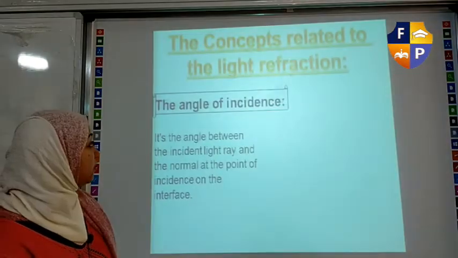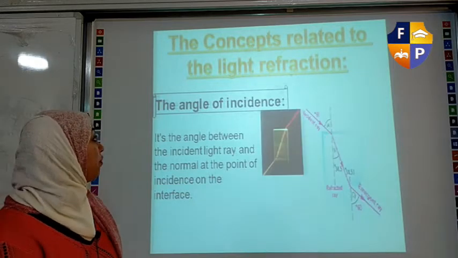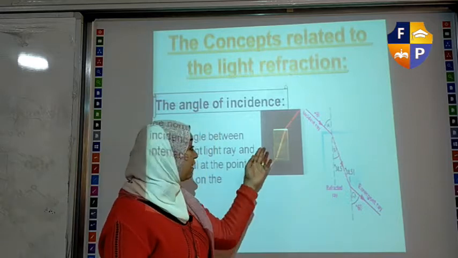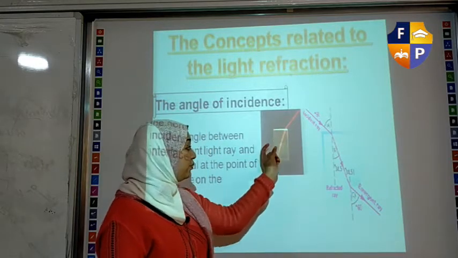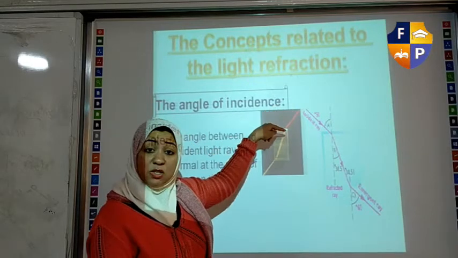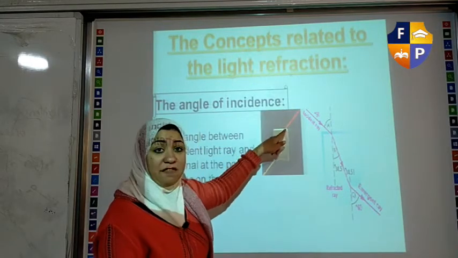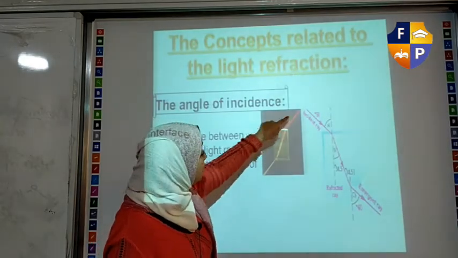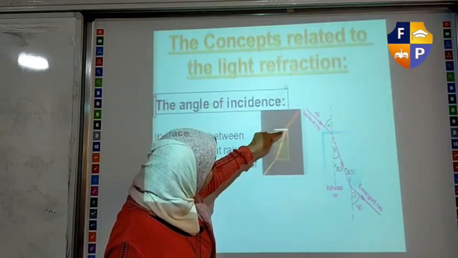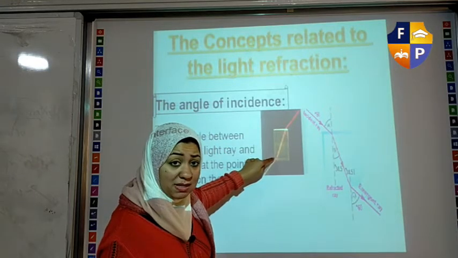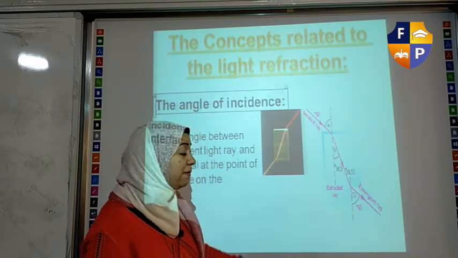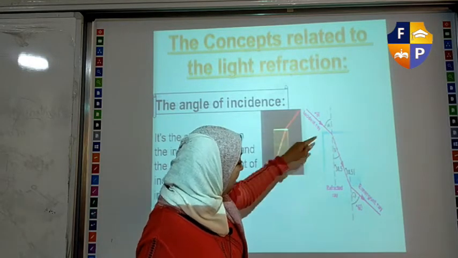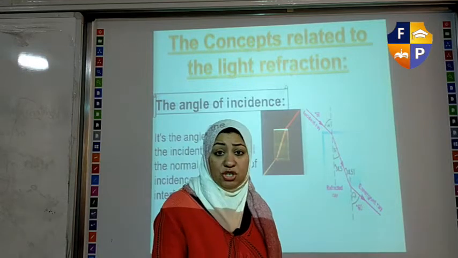The concepts related to light refraction. As we said before, we have the angle of incidence. Before we talk about the angle of incidence, we have this experiment. We have a glass here, and here we have the laser beam. The laser beam will fall at a specific angle on this glass, and we find the incident light ray, and here we have the light ray which passed through the glass, and here it will be called the emergent ray. First, this is the incident ray, this is the refracted ray, and this is the reflected ray, and this is the emergent ray.